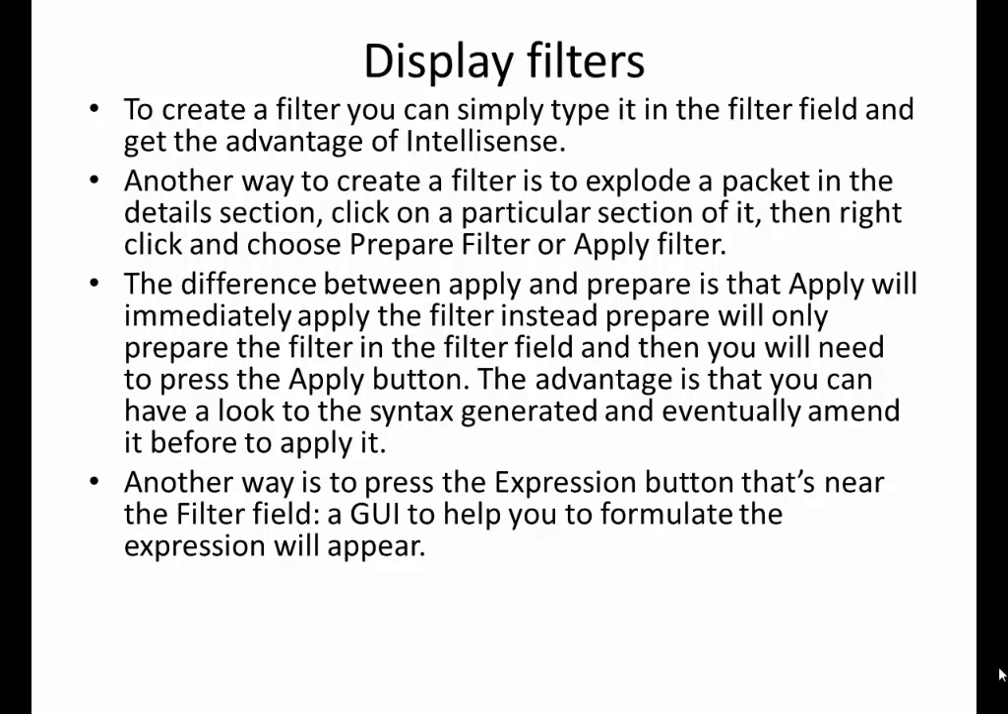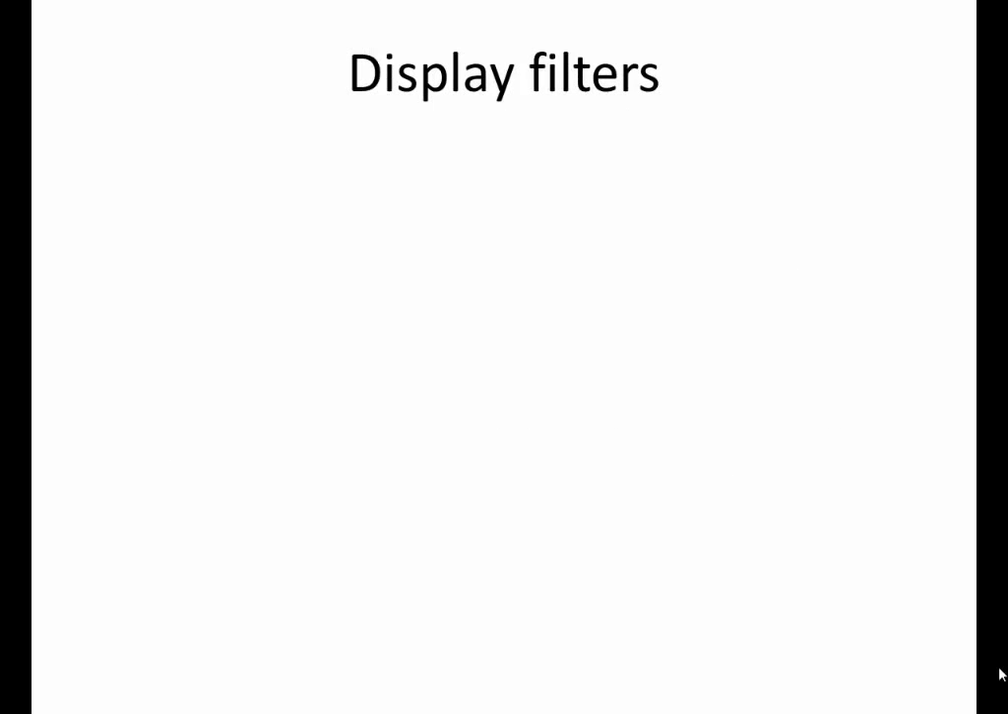Another way is to press the expression button that is near the filter field. A GUI will help you to formulate the expression, and this can be handy, but my favorite way is to write them directly and take advantage of the IntelliSense, or the other method: right-click on a particular field of a packet, and then from there start to build my filter.